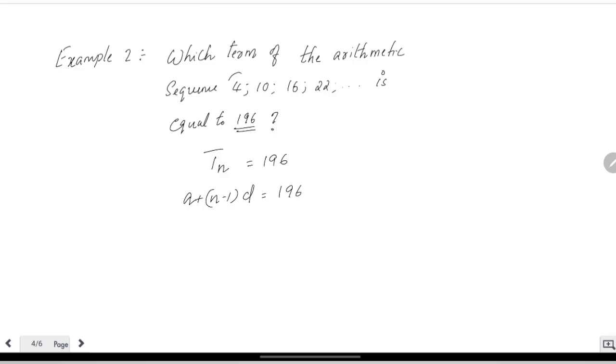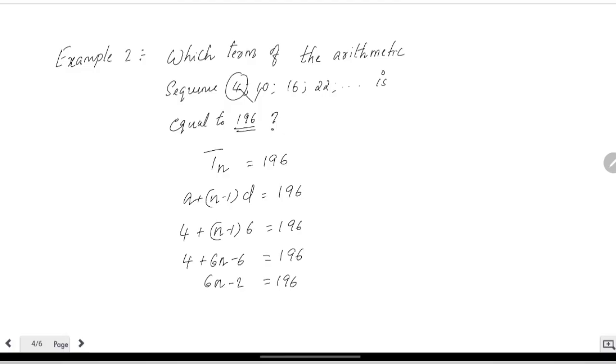What is A? First term. What is this? 4. 4 plus n minus 1. What is D? Common difference. 4 and 10. What is the difference? 6, is equal to 196. Now solve and find the value of n. So open the bracket. That is 4 plus 6n minus 6 is equal to 196, isn't it? That is 6n, 4 minus 6 is minus 2, isn't it? Is equal to 196.